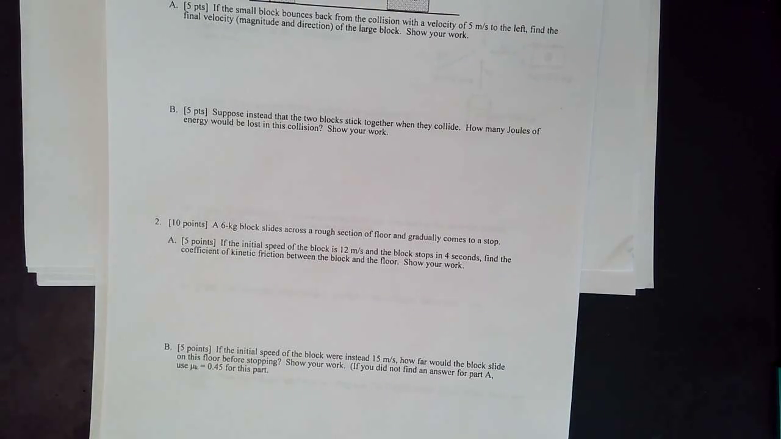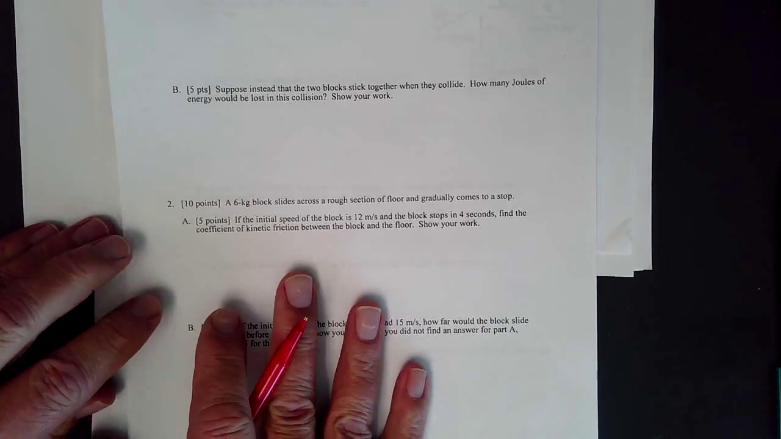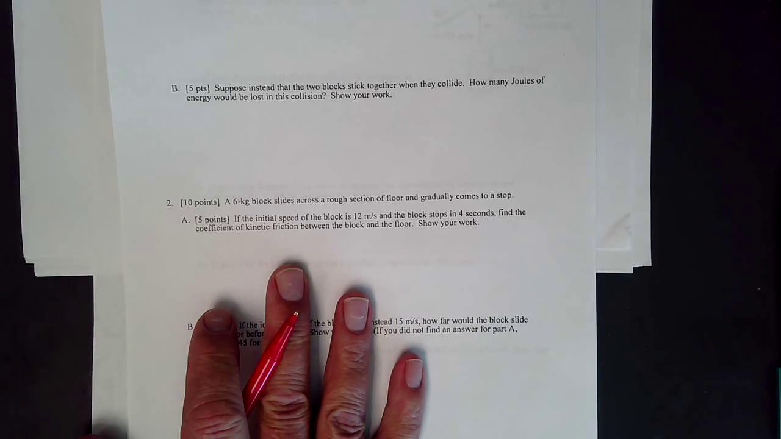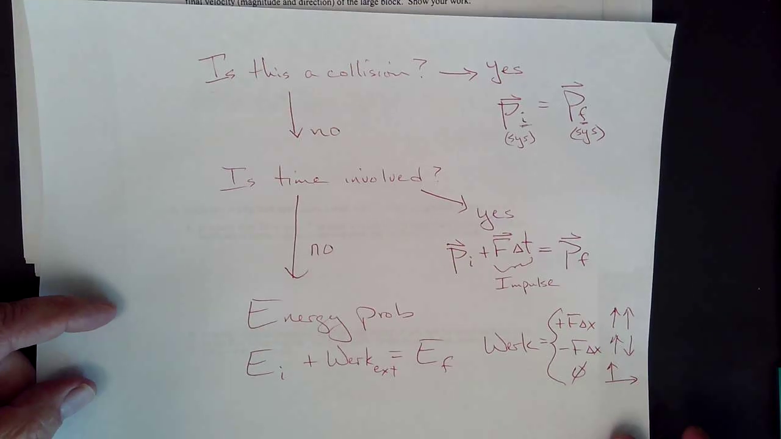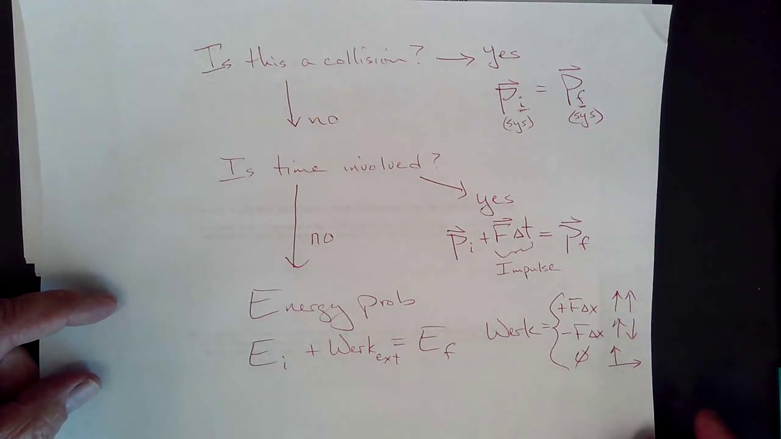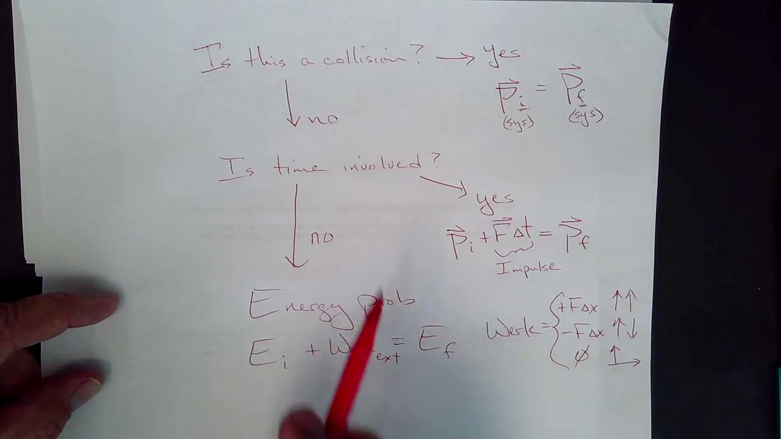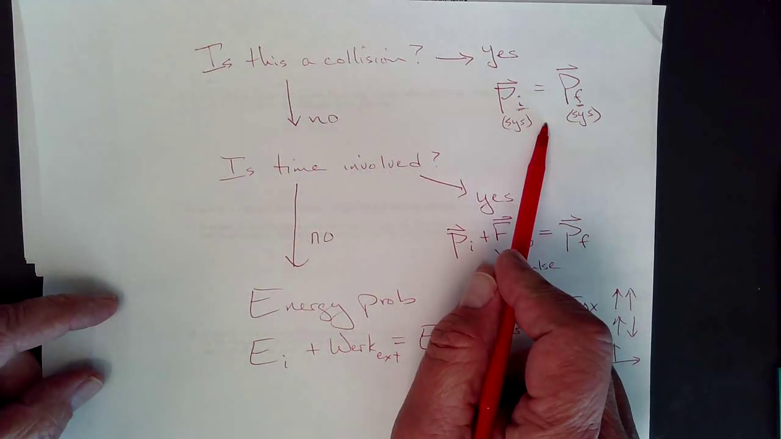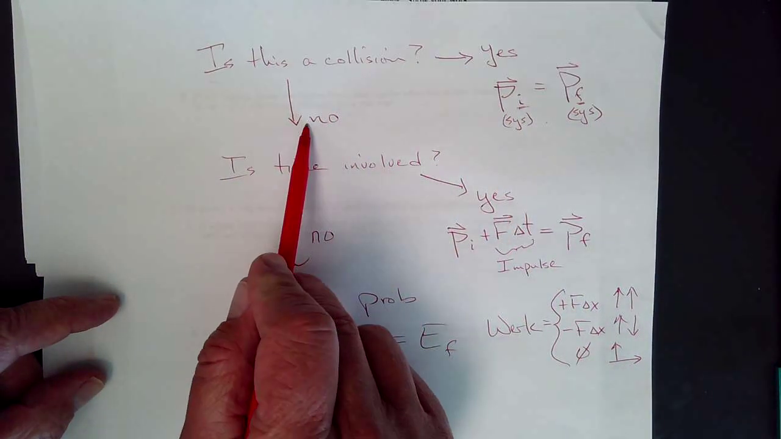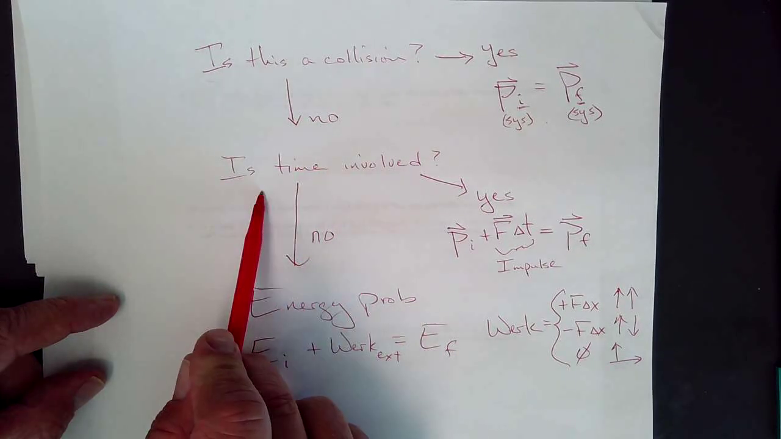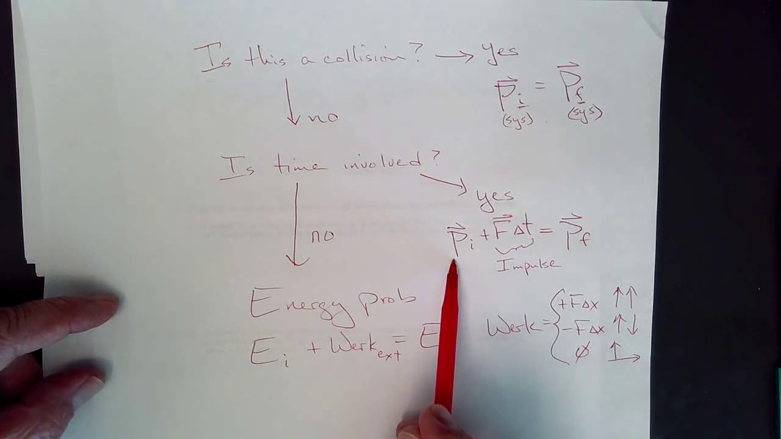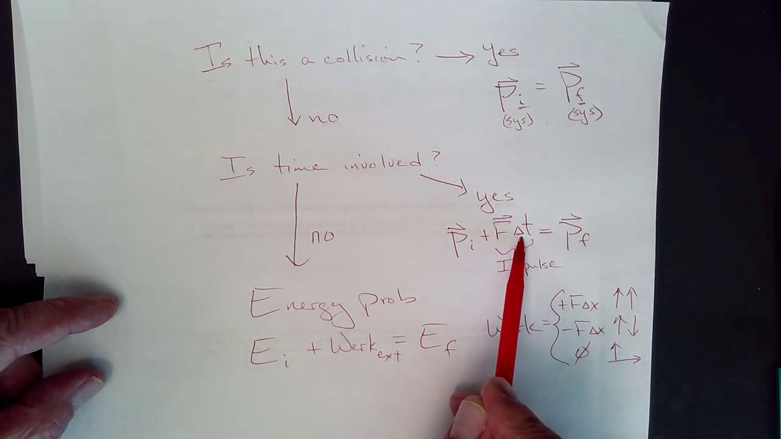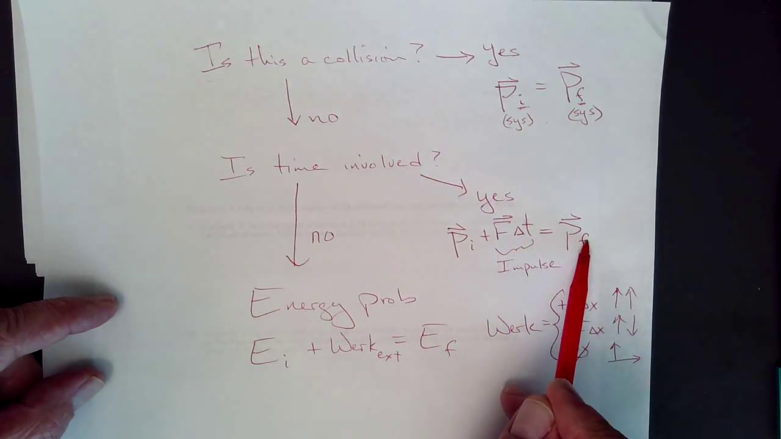This is just the standard collision problem, and I'll remind you from our last review session that we always go through this little decision tree. For every problem we ask, is this a collision? If so, we conserve momentum. If it's not a collision, we ask, is time involved? If yes, then we have to use the general impulse momentum equation, where the impulse is the force times the time, and that's what changes the momentum.